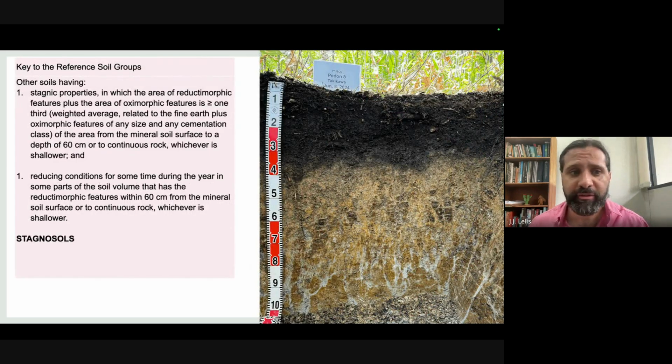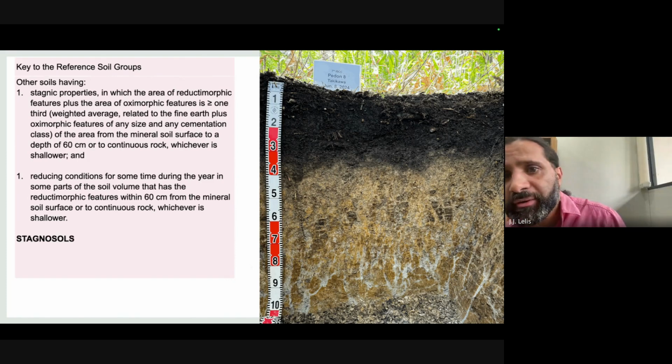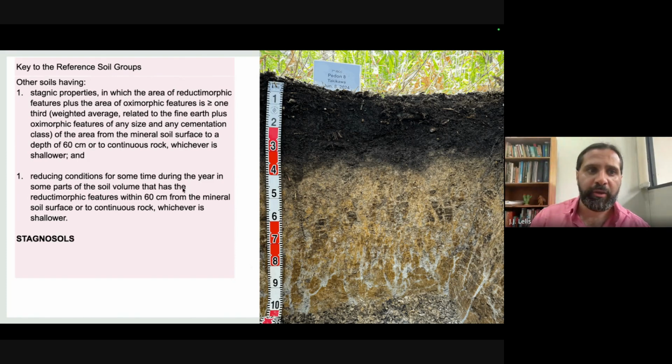We have also the stagnosols. The stagnosols are those soils that register stagnant properties and cannot be classified as the previous options. Okay, so this photo is a very typical stagnosol. You can see here that the stagnosols are those soils that cannot be classified in the previous soil orders, in the reference soil groups, but then they have stagnant properties.